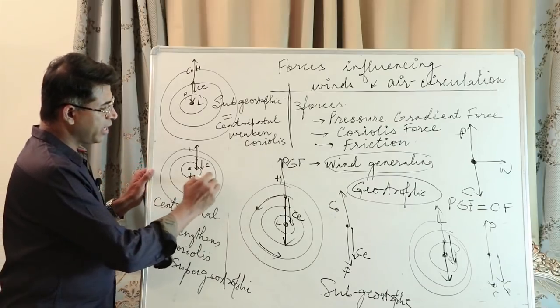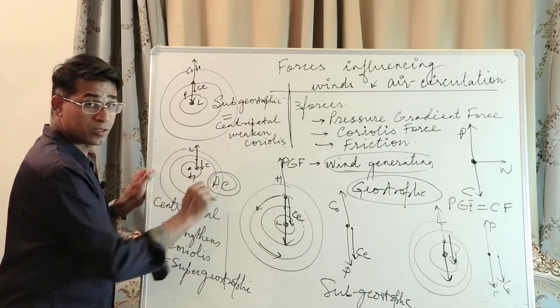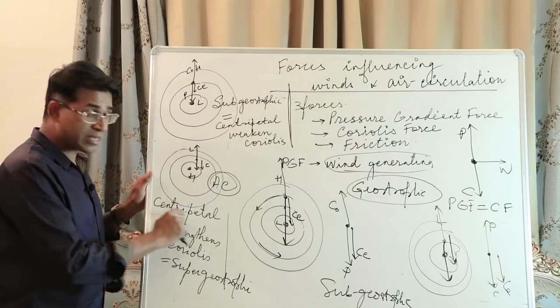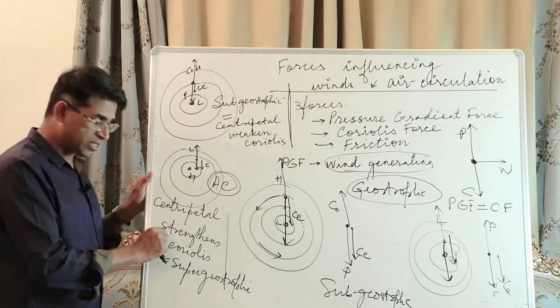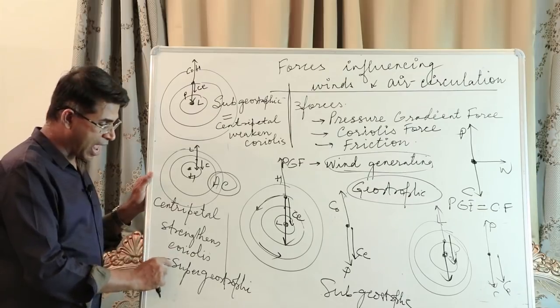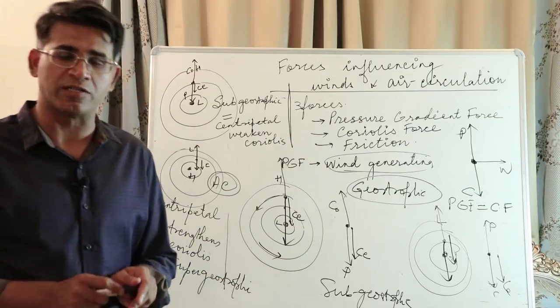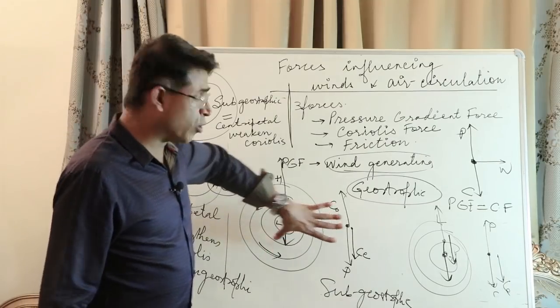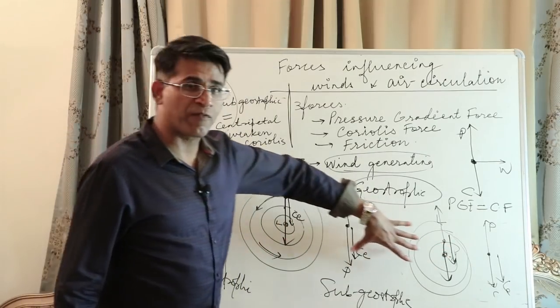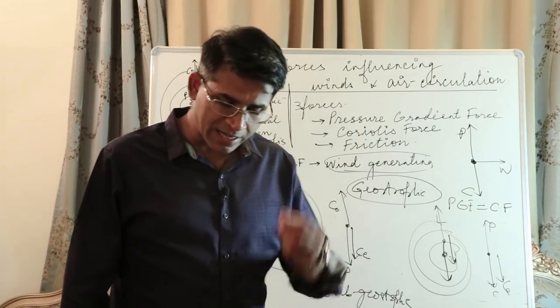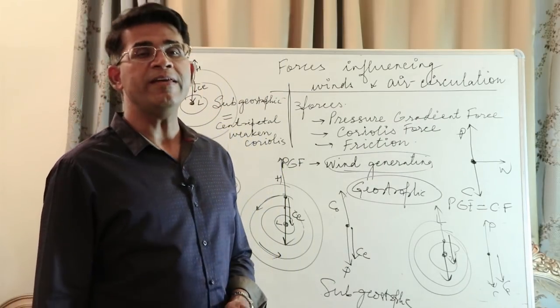So in anticyclones, which have high pressure cores, the centripetal strengthens the Coriolis force, and this condition is called supergeostrophic winds. And both these types of winds are also called gradient winds. So that's an addition for some of you maybe.